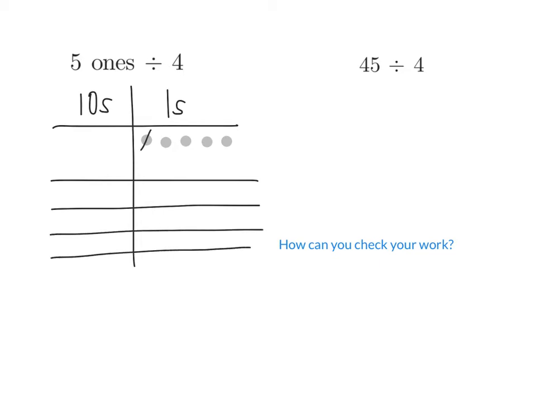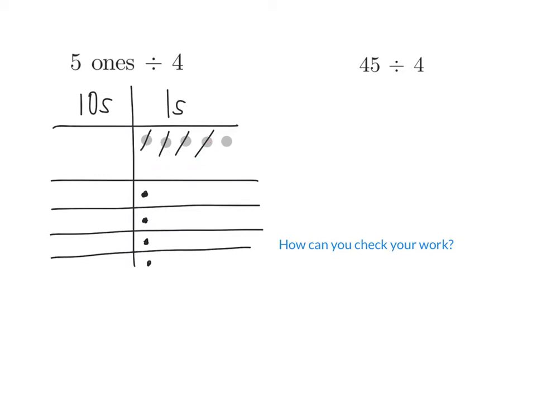So if I want to put one 1 into this group, that means I have to put another 1 into this group, another 1 into this group, and another 1 in this group. You can see that each group has 1 1, and I've used up 4 1s altogether right here.